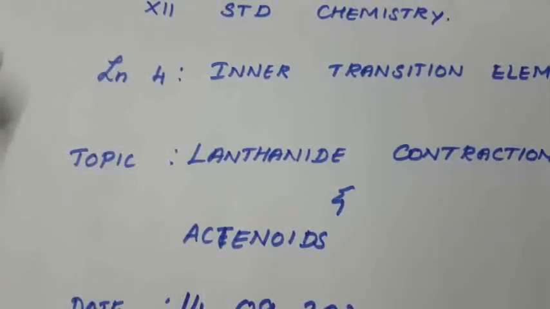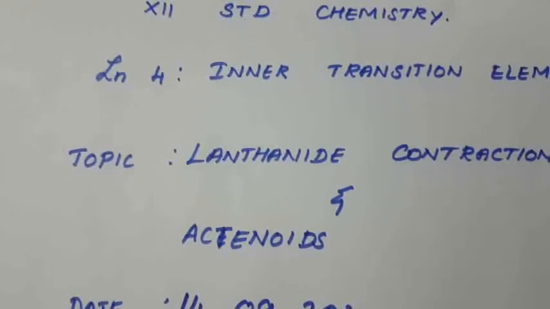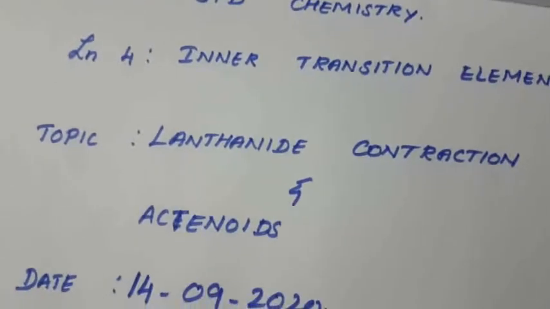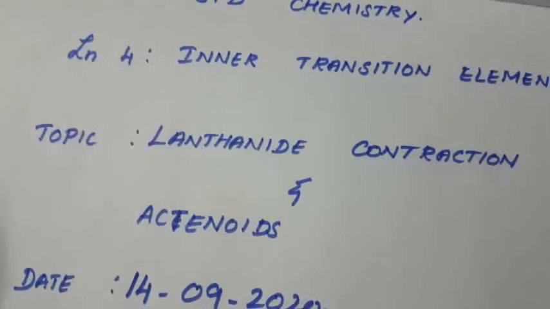Today we are going to see the continuation of the fourth lesson, that is the last topic, the inner transition elements. The inner transition elements are the lanthanides and actinides. Today we are going to see the lanthanide contraction and the actinides. First we are going to see what is meant by lanthanide contraction.